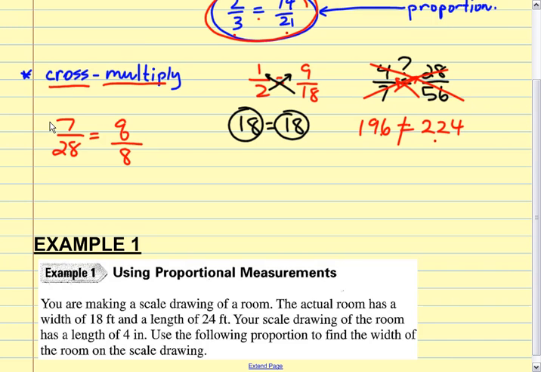Now in the past, when we were itty-bitties, we were used to being able to say 8 times something equals 28. But 8 doesn't go into 28 evenly. So how can we use cross multiplying to help us find out what Q equals? Well, let me show you.